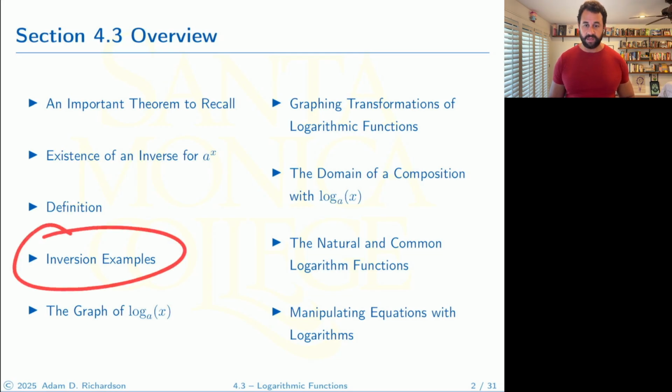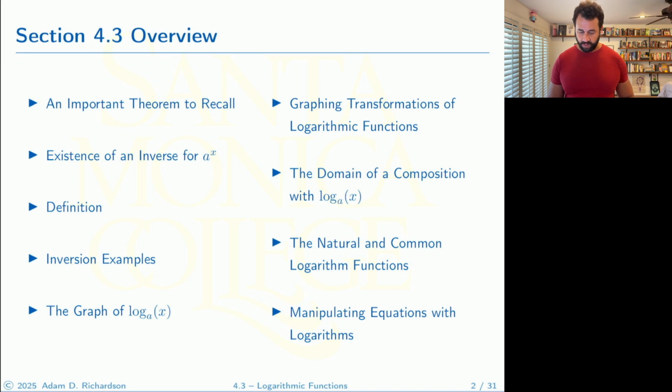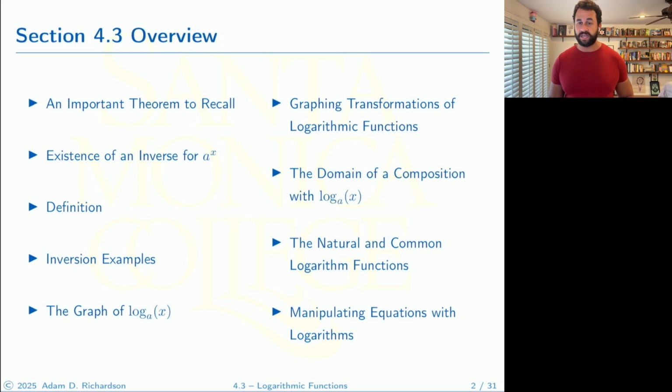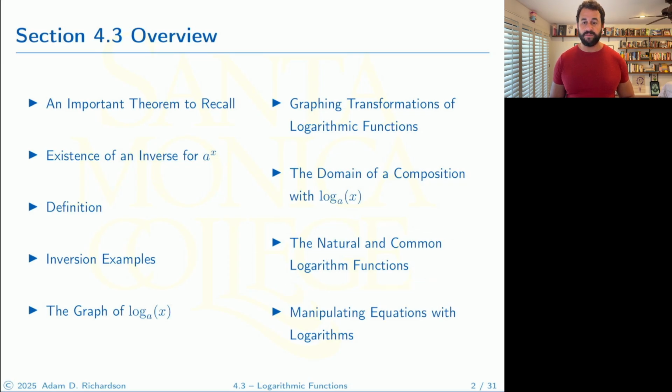We're going to do a lot of examples of inverting these two functions. Then we're going to look at the graph of log base a of x. We'll talk briefly about graphing transformations of logarithmic functions. Again, it's the same thing that you saw back in chapter 2, except now applied to logarithmic functions. We're going to talk about the domain of a composition with the log function because that comes up a lot. We're going to talk about the natural and common logarithm functions, and we'll finish up with manipulating equations that involve logarithms. All right?